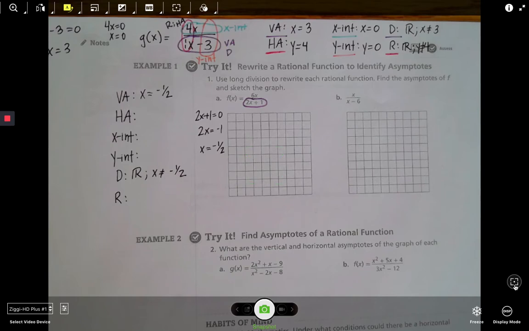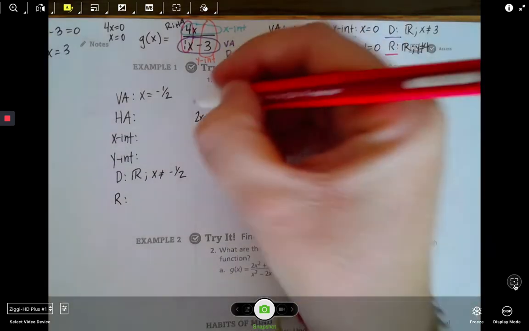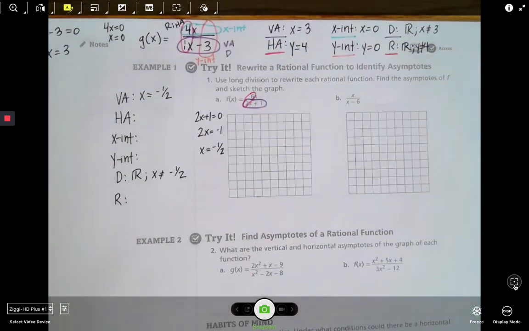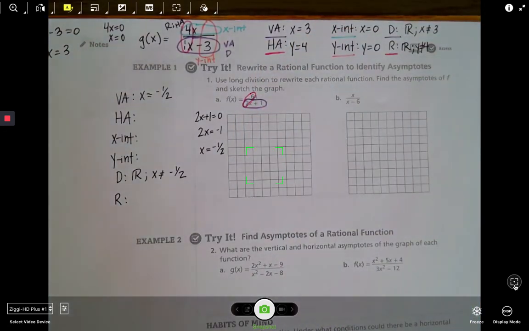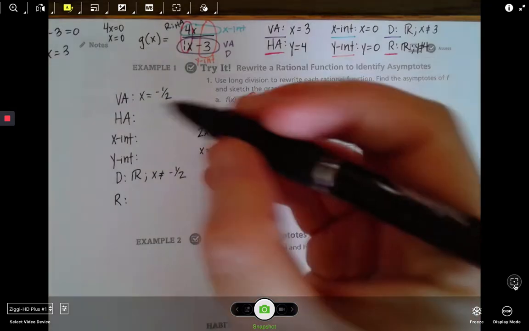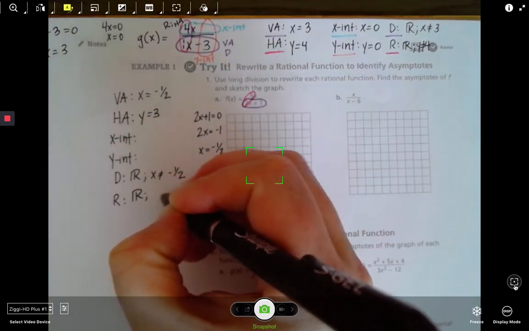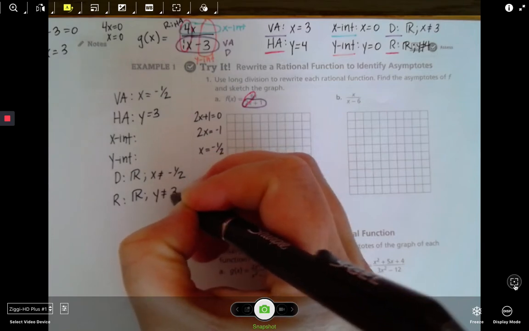All right, now let's look at our horizontal asymptote. That comes from your two leading coefficients. So in this case, it's 6 and 2, right? What's 6 divided by 2? 3. So that also tells me my range, y cannot equal 3.